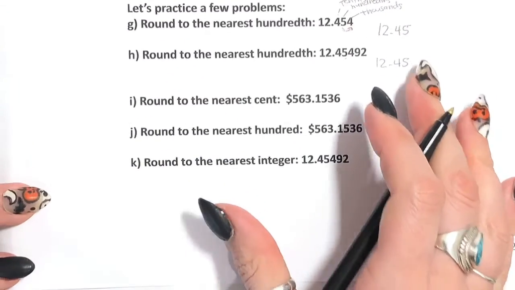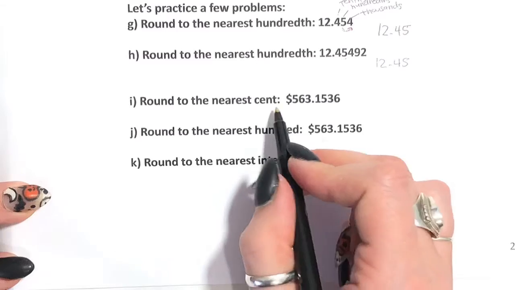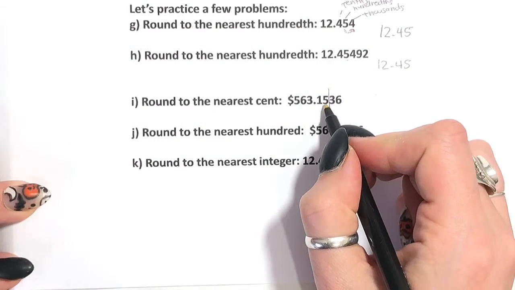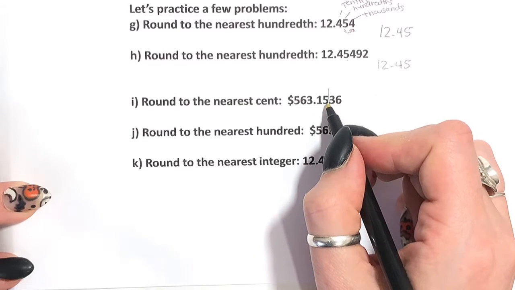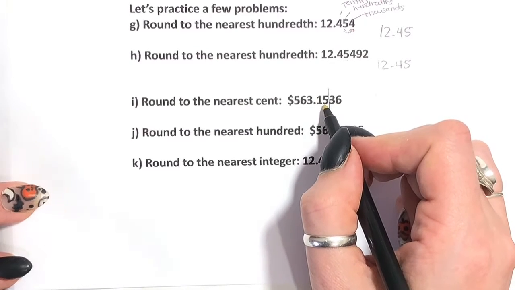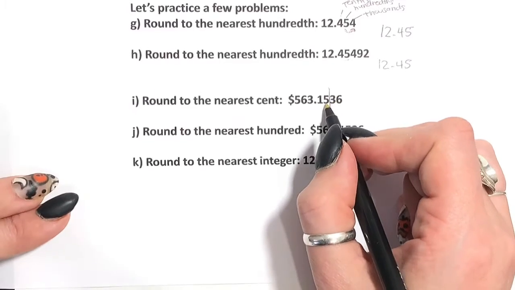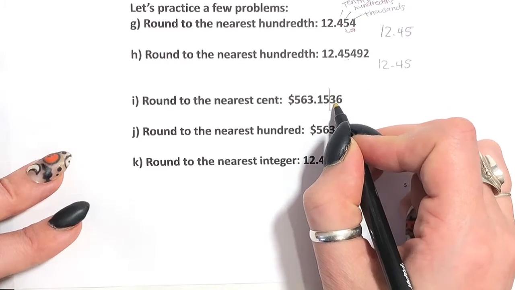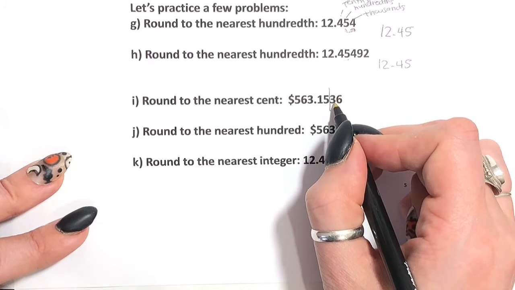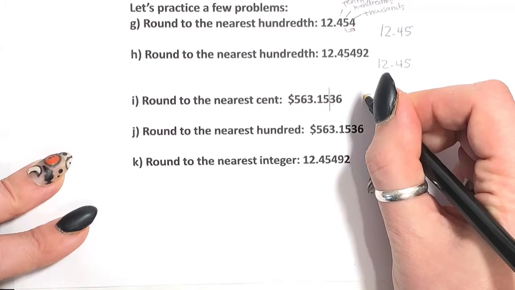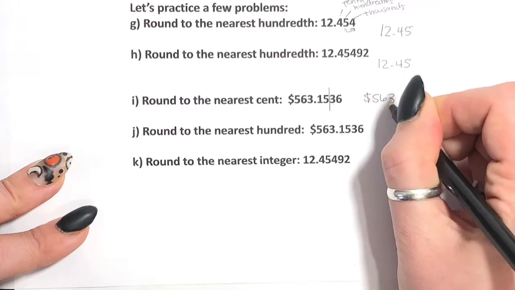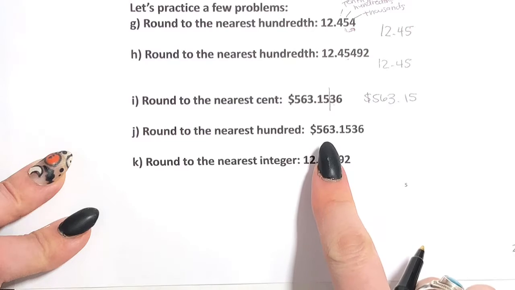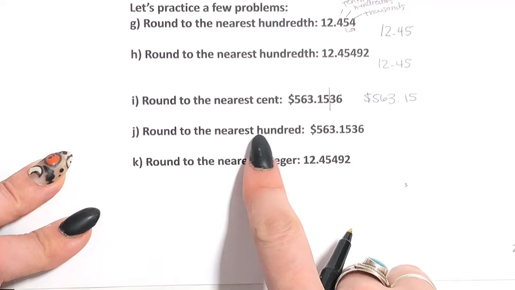Sometimes we will have story problems that have to do with money. So remember, cents stop right there. Cents go into the hundredth spot, and you can think about it as there's 100 pennies, right? So it has to go to the hundredth spot. Same as rounding here, you take a look at the number just after it. Since this is a 3, we are going to round down, and we would have $563.15.